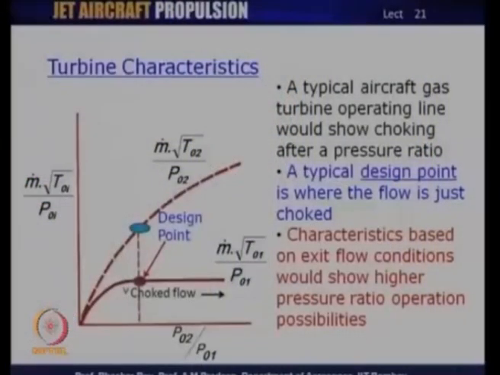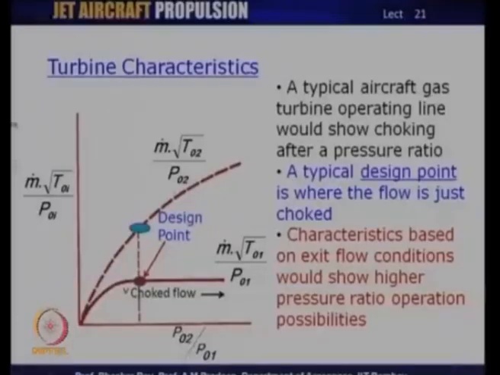Now, the turbine characteristics as given in this map are typically drawn with a mass flow parameter on the y axis and the pressure ratio across the turbine as the x axis. This is slightly different from the way it is done, for example, in the case of compressors, as we have done before. In the case of compressors, typically the pressure ratio is shown on the y axis and the mass flow parameter is shown on the x axis.